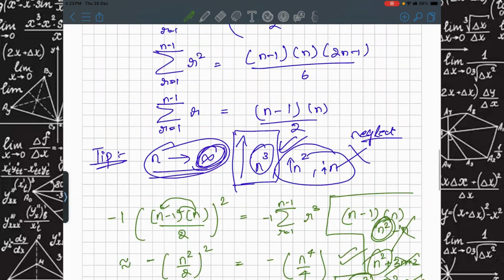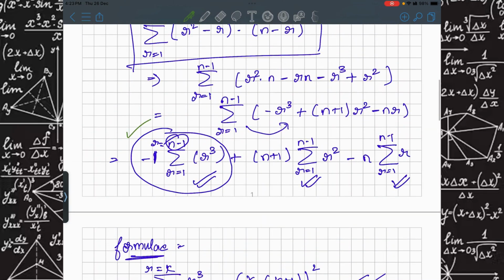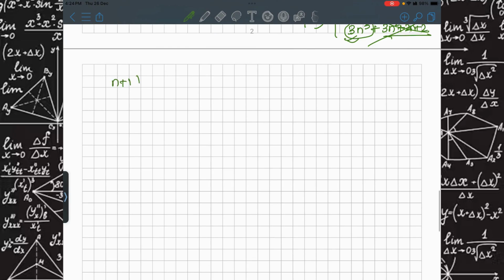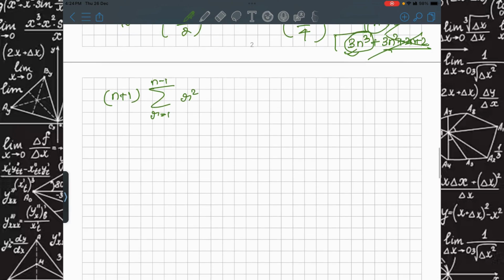Okay, so the next term we have solved for this, right? Now we are going to solve for this. So here n plus 1 times the summation of r equals 1 to n minus 1, r square. Okay, this is what we are going to solve. So we can write approximately here also. Take this dominant term, ignore this. Getting it? So it will become like n times the summation of r equals 1 to n minus 1, r square. Okay, you can write like this.